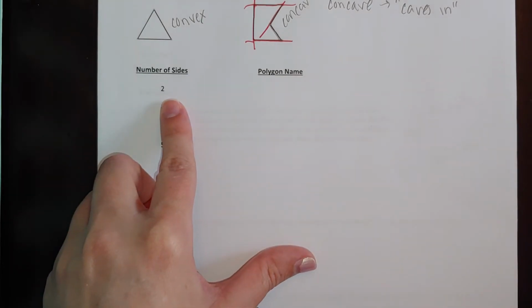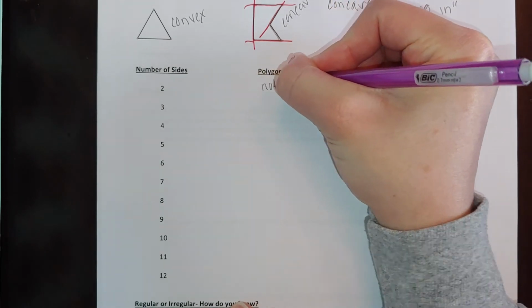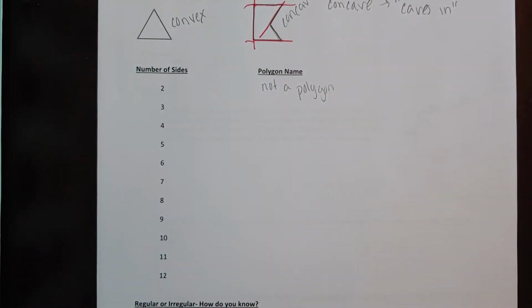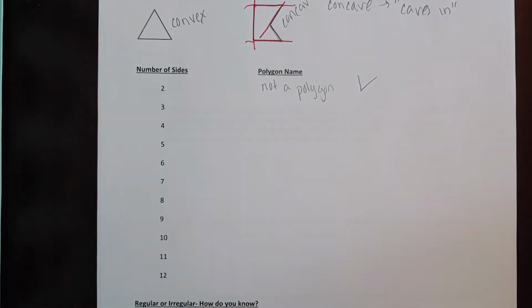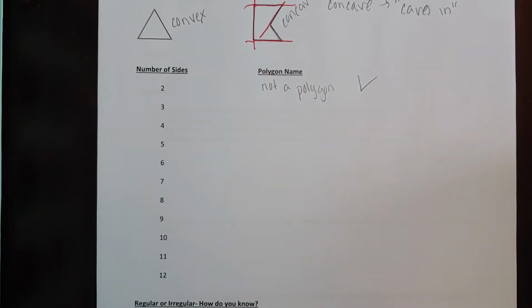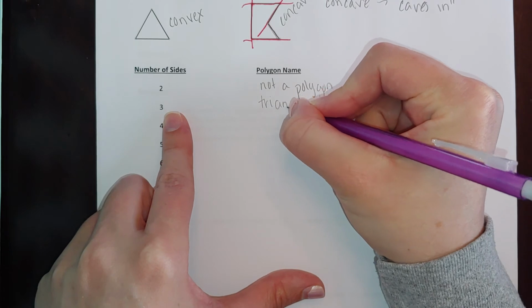So 2 sides, this is not a thing, so this is not a polygon. A polygon has to have at least 3 sides. So there are no 2-sided polygons. You can't have 2 straight sides that are also closed. You would have a 3rd side that connects them and closes the figure. So 2 sides, not a polygon. Okay, 3 sides is a triangle.